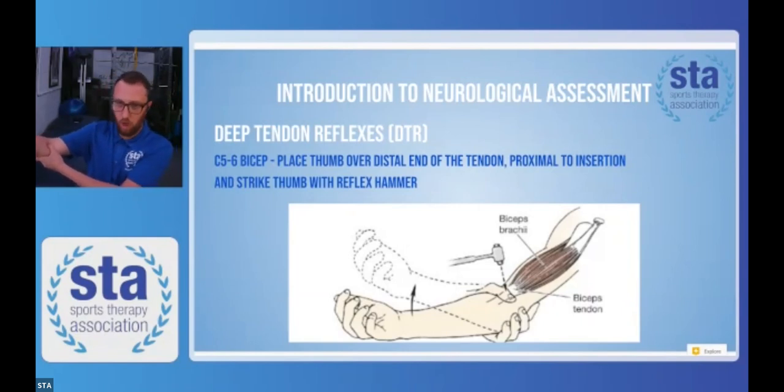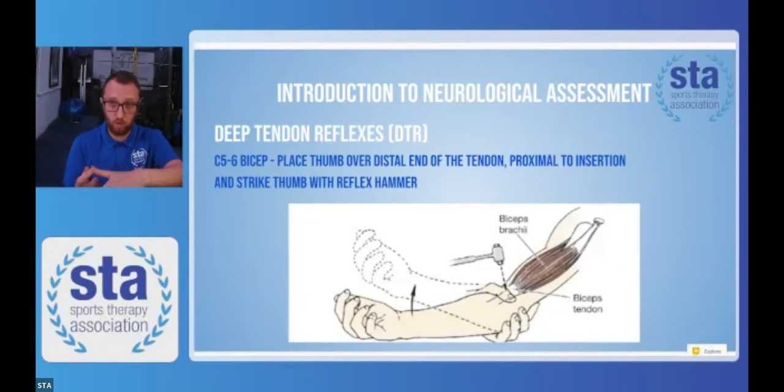Just above its insertion point. If you're struggling to find it, put your thumb on and then supinate and pronate. You will feel it moving. You want them in a slight flexed position, get them to move, and you will feel the tendon. You're going to put a fair bit of tension on that. And what you do is strike the nail of your thumb while you're applying pressure. If there's a response, you will feel it contract underneath your thumb. So rather than just hitting the tendon directly, it's transferring the force through your thumb, which is a gentler way of doing it.